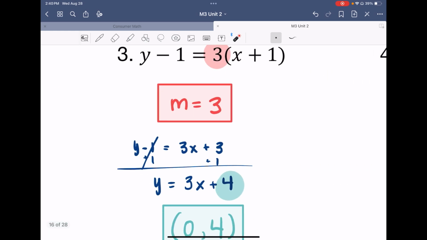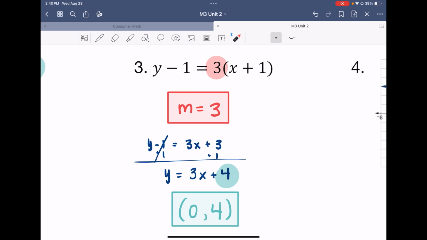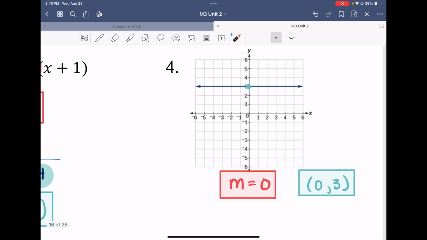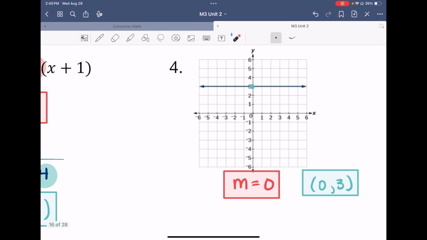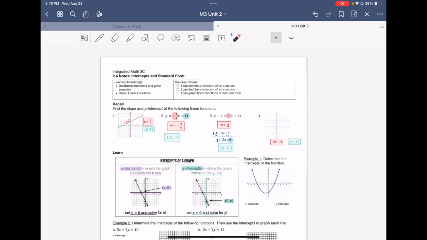Number 3 is a little bit trickier because you have to distribute the 3 to the x and to the 1 to change it into slope-intercept form in order to get that intercept of 0, 4. The slope is 3. And lastly, the slope for number 4 of a horizontal line would be 0, and it crosses through the y-axis at positive 3. So 0, 3 is your y-intercept.